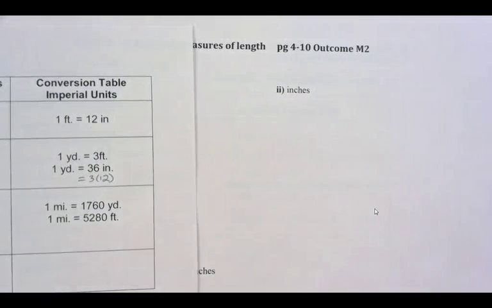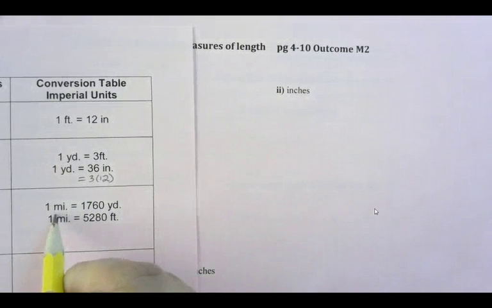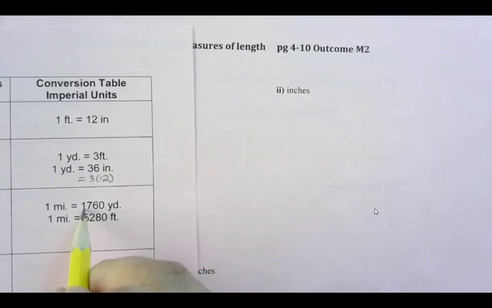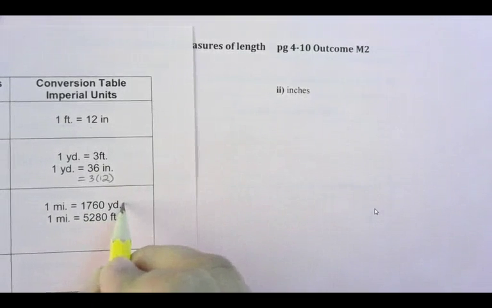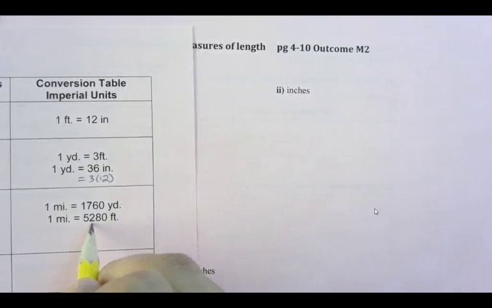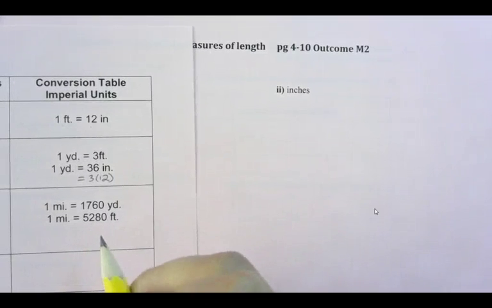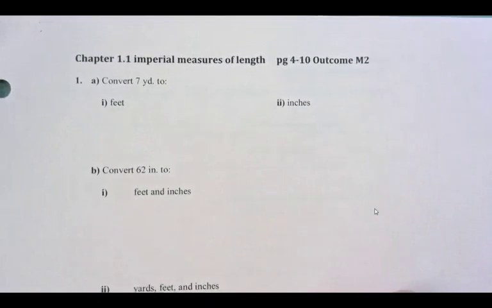inches. And then for miles, 1 mile is 1,760 yards, and each yard has 3 feet. So if you take this number, multiply it by 3, you'll get 5,280 feet. Okay, now let's do the first question here.